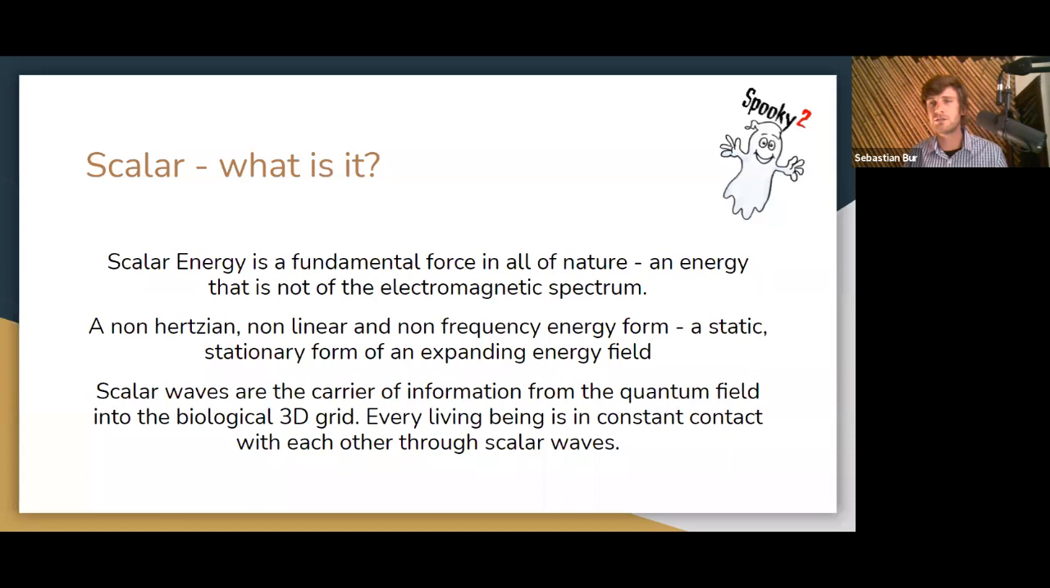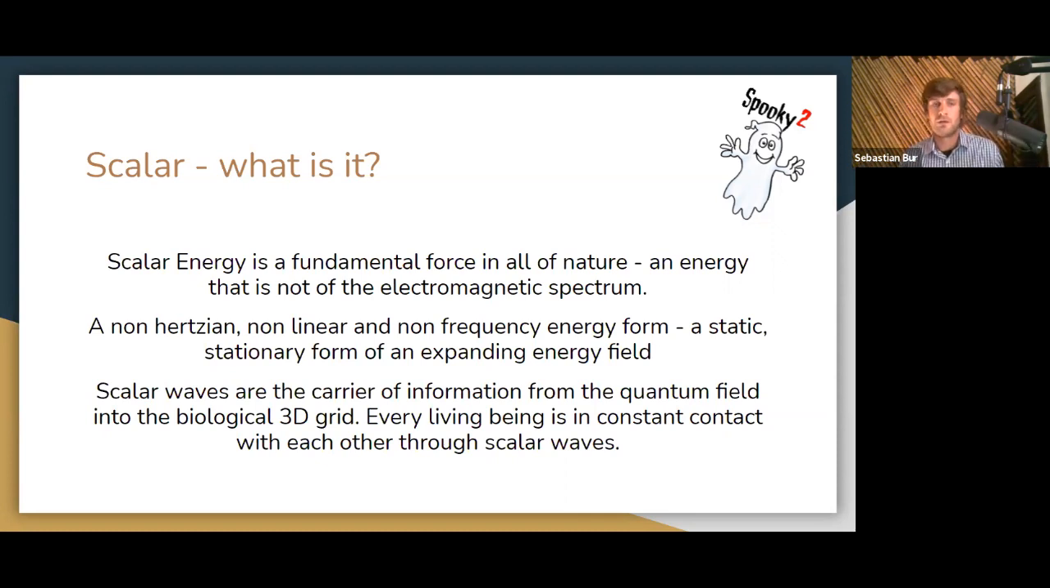With scalar energy, it's a bit different. It's more like an expanding field, or the wave will go like, if I hit here, I'll feel it instantly on the other side here, right? So that's how I think of it. It's non-Hertzian, non-linear, and it's not really a frequency. It's more like an expanding field of energy.